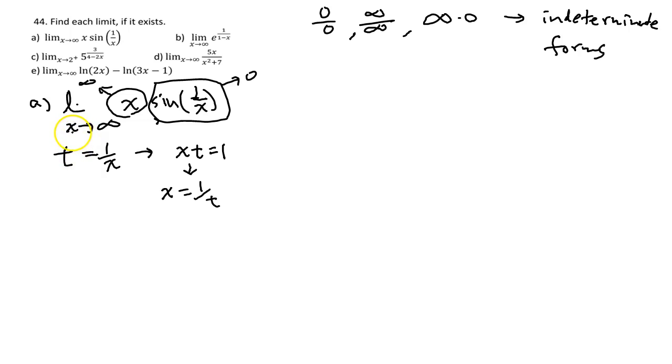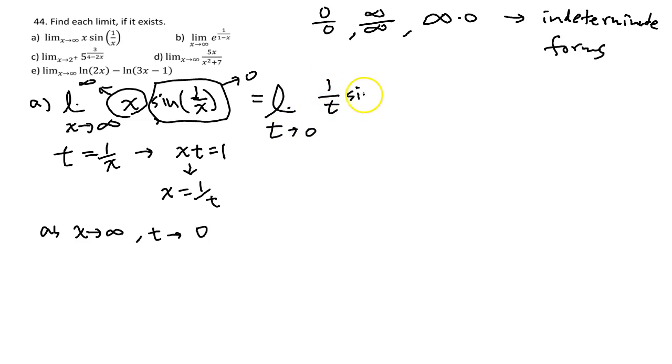And then if x goes to infinity, where does t go? So as x goes to infinity, we know that t goes to 1 divided by infinity, which is 0, right? So that means I can rewrite this limit as the limit as t goes to 0 of 1 over t times sine of t.